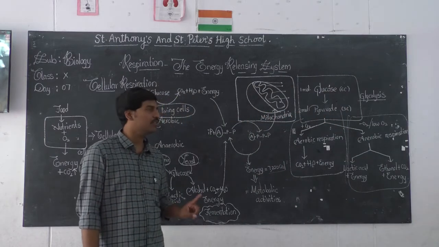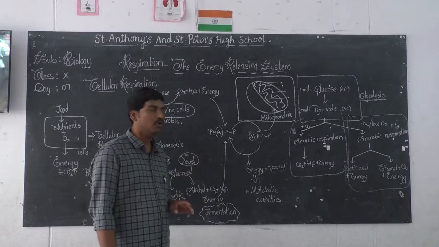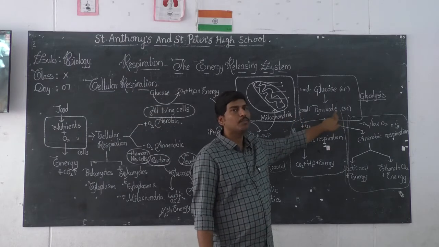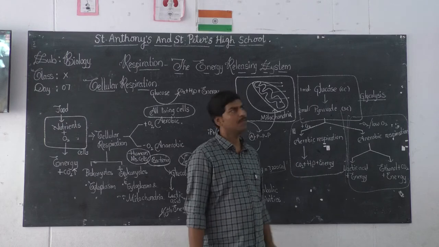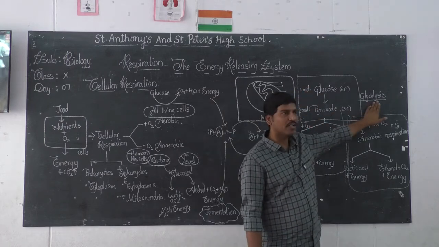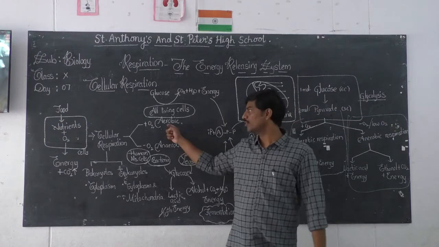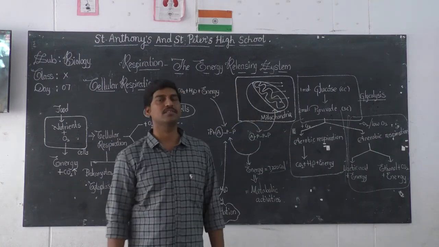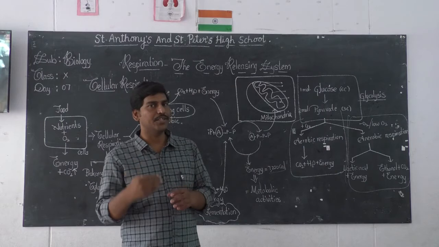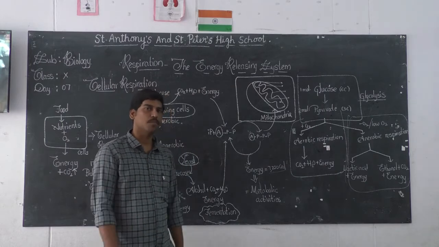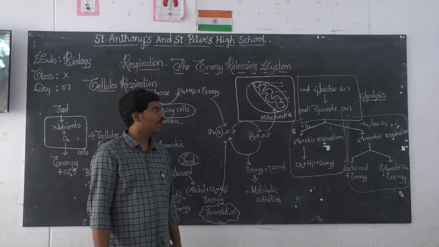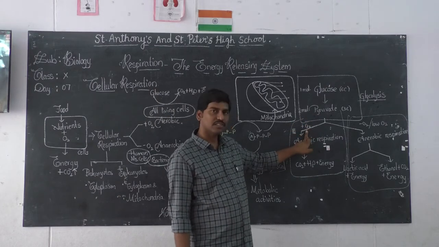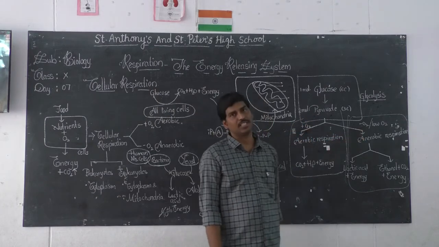One molecule of glucose is a 6-carbon compound. It is broken down into two molecules of a 3-carbon compound, which is called pyruvic acid. This process is called glycolysis. It is common for both aerobic respiration as well as anaerobic respiration. That means till here it doesn't use any oxygen molecules. Now the fate of this pyruvate depends upon the presence or absence of oxygen.